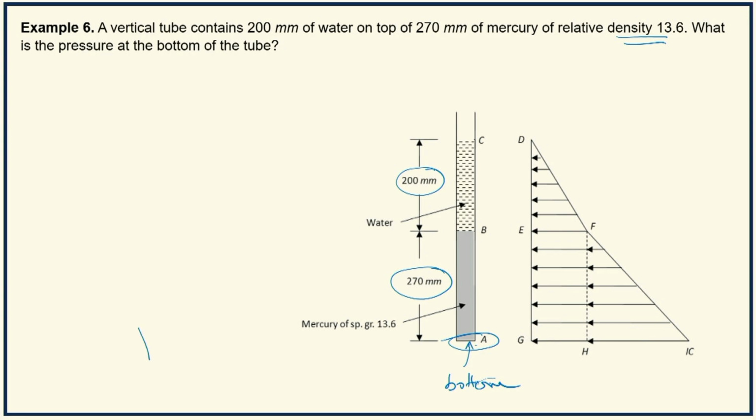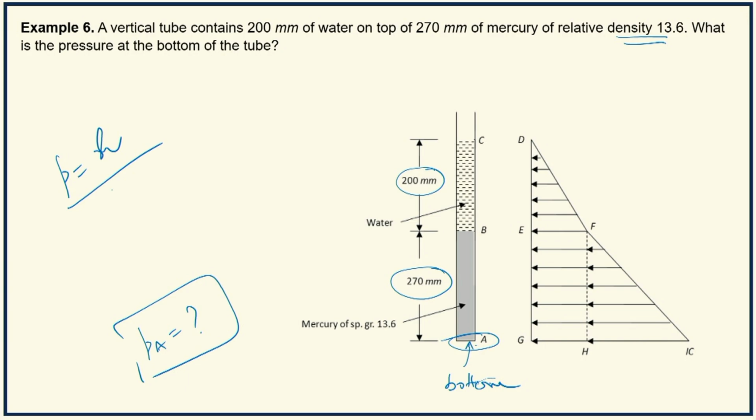So I want pressure at the bottom. PA is equal to how much? Let us start from the top. Because the pressure can be expressed easily as a head, that is P is equal to gamma H.